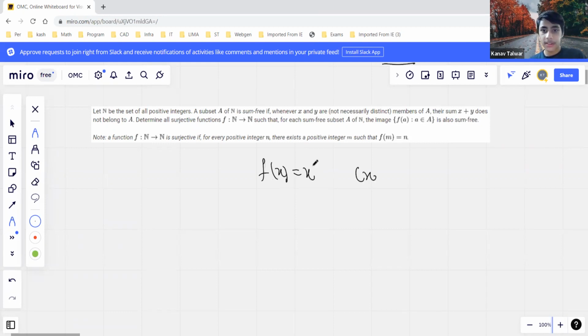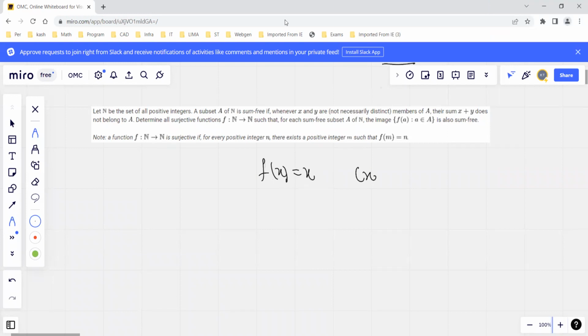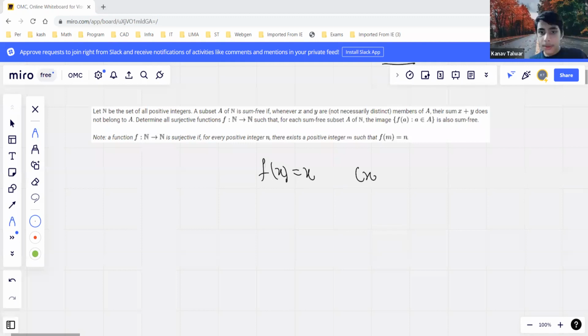Like this, cx works. That won't be surjective. Yes, exactly. So we hope that f of x is equal to x is the only solution. Now we want to prove it. Now take 5 minutes to think about this.